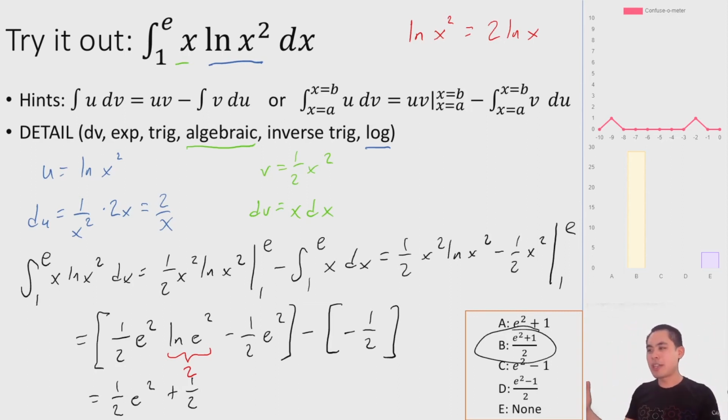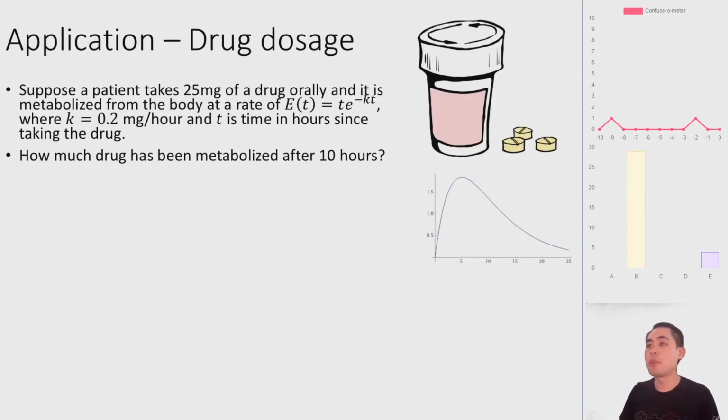Okay, so now we've been spending a lot of time in math land, and it's important for a math biology class to take some time and step out of math land back into the world of biology. So what's one example where you might do this? One example would be drug dosages. Suppose you have a patient that takes 25 milligrams of a drug orally, and we know that it's metabolized from the body at a rate of t e to the minus kt, where k is equal to 0.2 per hour, and t is time in hours since taking the drug.